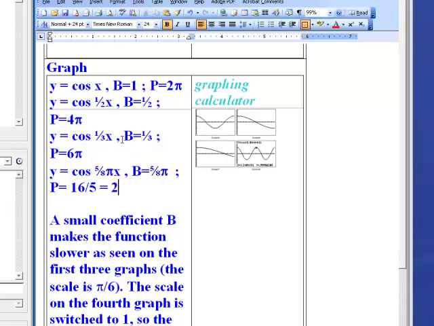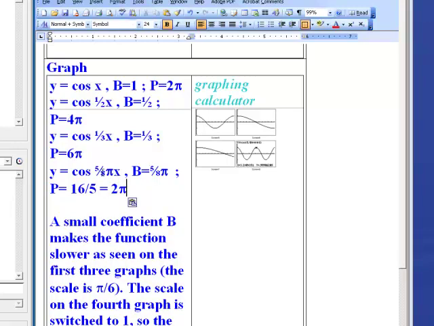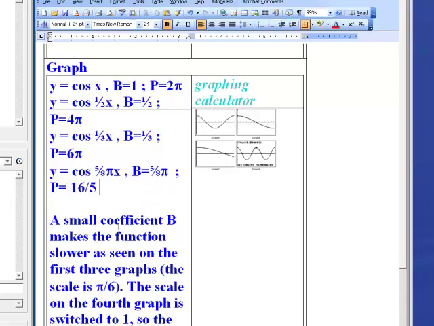Here, that would be 2 pi. Okay, that was supposed to be a pi. Two pi divided by 5/8 pi. So of course the pi's cancel, but then you have 2 divided by 5/8, which is the same as 16 over 5. So that's where the period comes from. That's how it's calculated. This is what we would expect from what we saw in the last example.